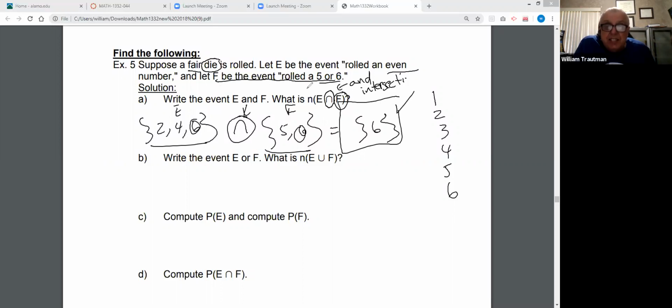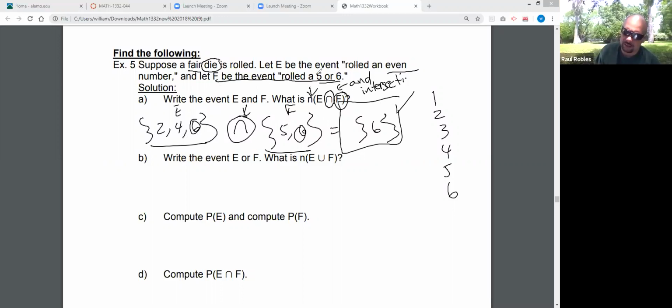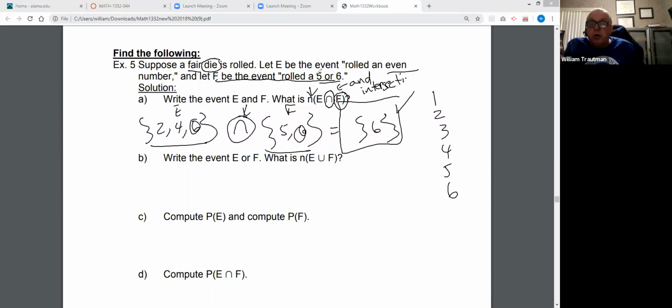What does this n stand for? Anybody remember? It's the cardinal number of the set. So what is the cardinal number of this answer? This is the answer. The cardinal number is how many numbers are in that set. And the answer is just 1.